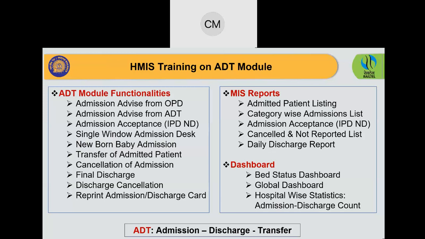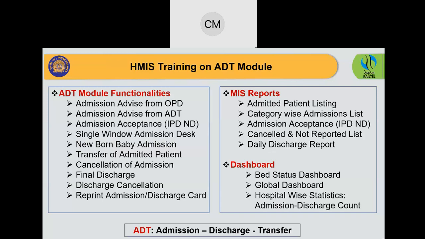Then sometimes once the discharge has happened, there can be some complications due to which the patient has to be admitted again, or there can be other reasons or unknown scenarios where the discharge has to be cancelled. So we have a cancellation process there also. Then in some cases, the reprint option will be required for generating the admission card or discharge cards. That process also is available. So these are all the functionalities that are there in the ADT module.